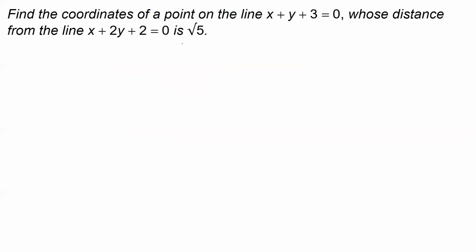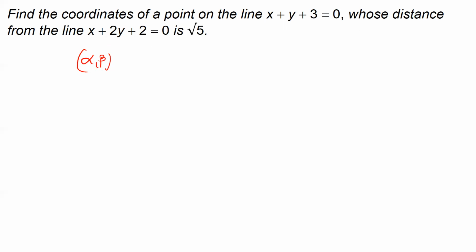Next question. Find the coordinates of a point on the line, whose distance from this line is root 5. This is a similar question to what we have done previously, but in that we were given that the point lies on the y-axis. Here we want a point to lie on this line whose distance from this line is root 5 units. So let's assume that the point is alpha comma beta. We have to find out the values of alpha and beta.